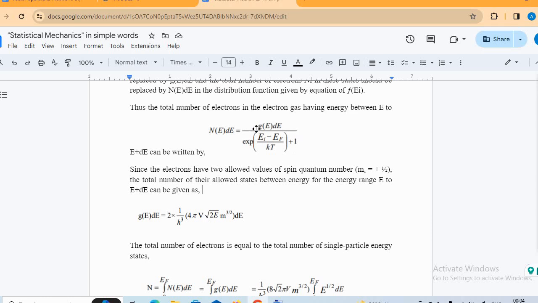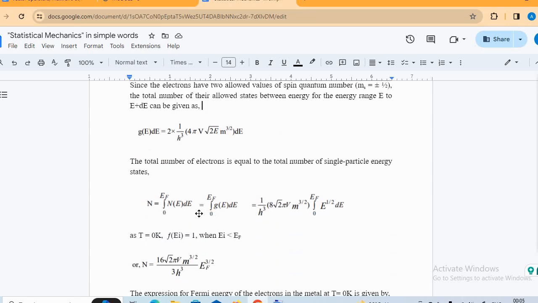So as we have the distribution function and the density of states, you can easily calculate the total number of particles, where at T equal to 0 we are calculating, so our integrating limit will be 0 to EF, because beyond EF there will be no particles available.